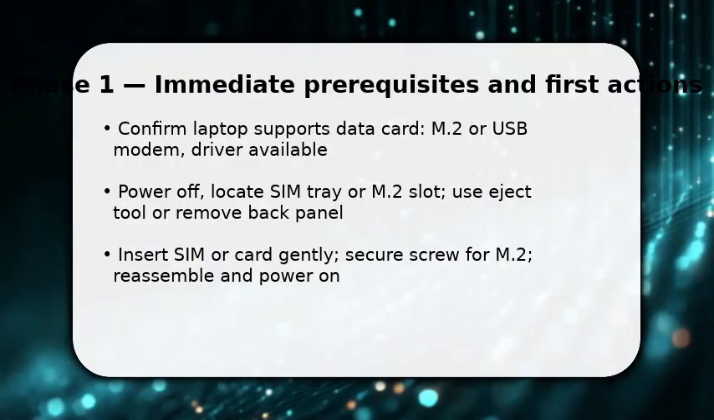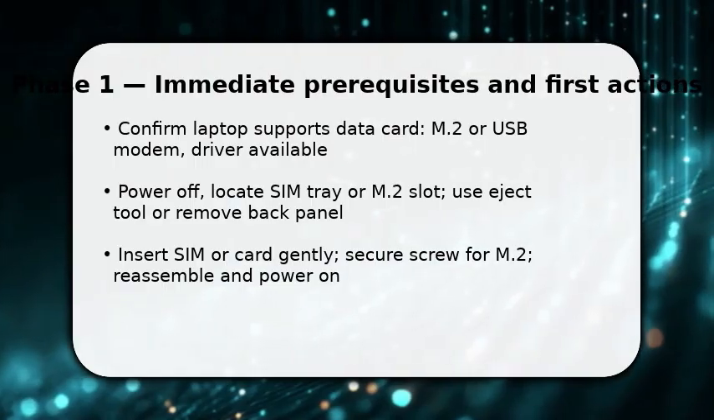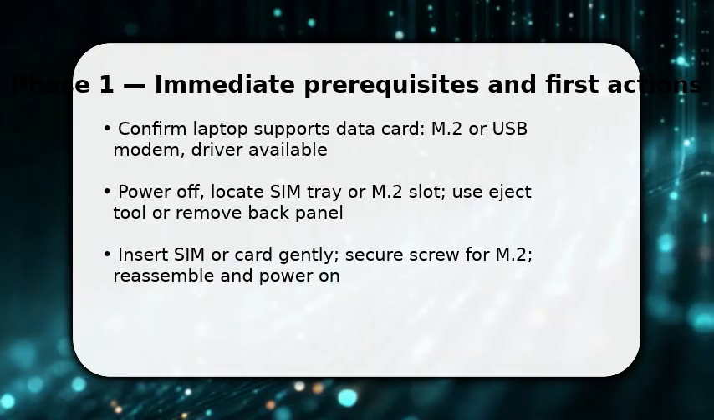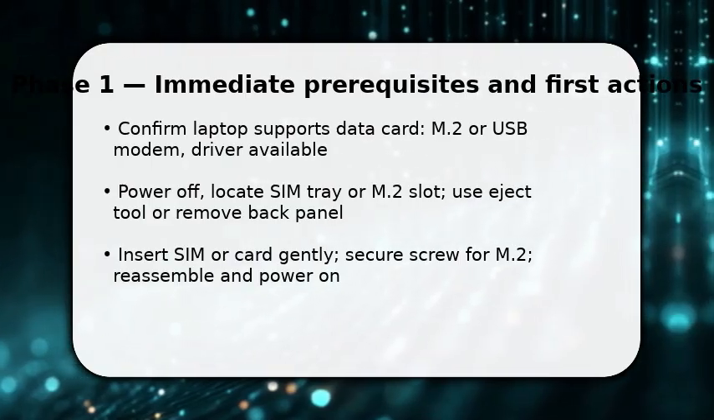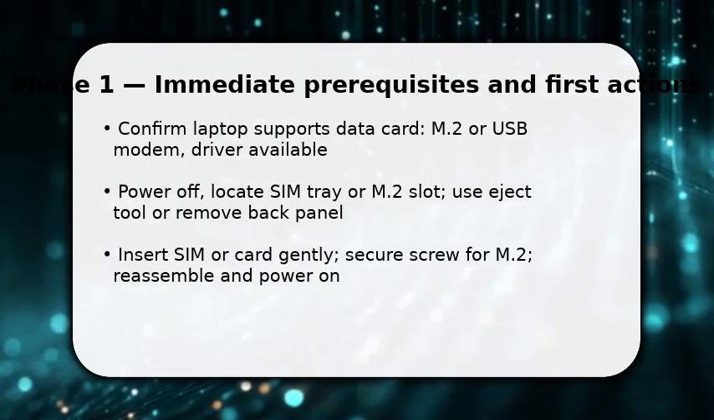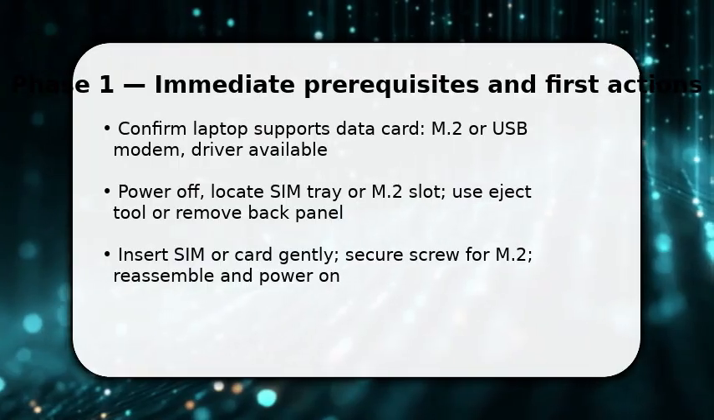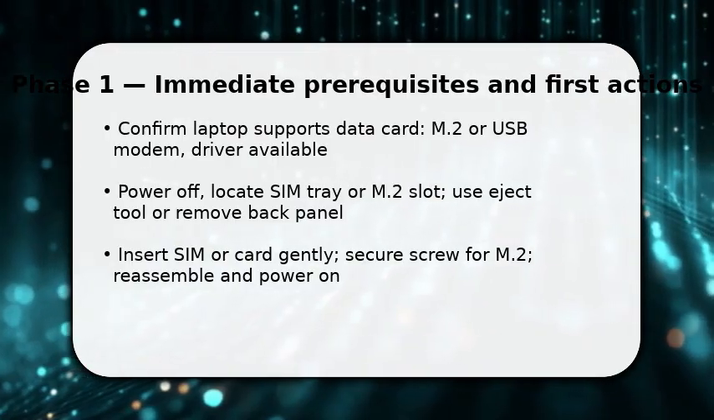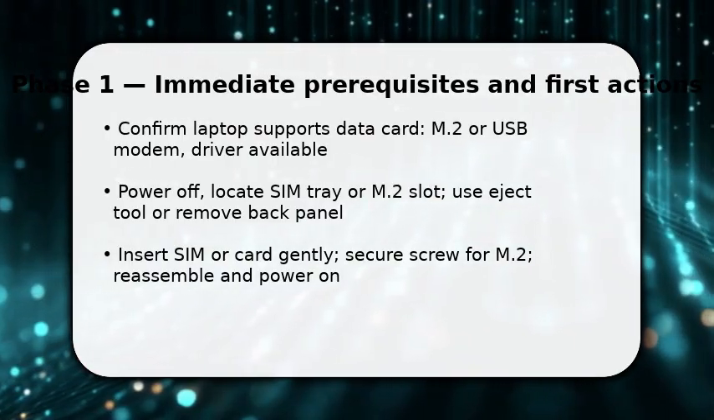You'll start with essentials. Confirm your laptop supports the specific data card type and that you have a valid SIM with an active plan. Once done, shut down the laptop and remove power. This prevents damage. Make sure you know whether it's a USB modem, M.2 slot, or SIM tray under the battery, and use the correct eject tool.